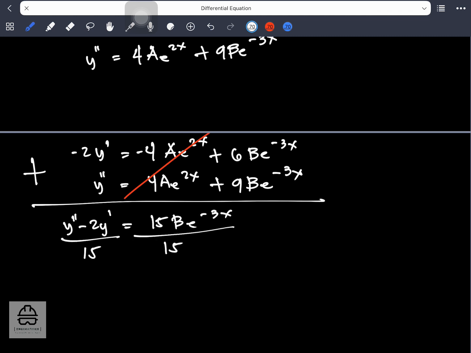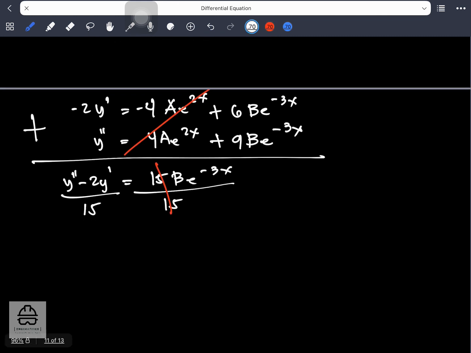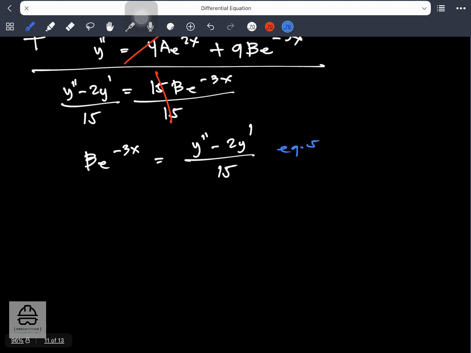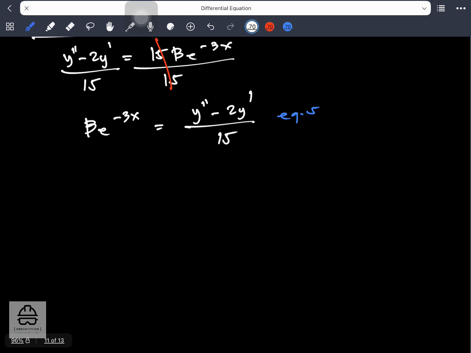Divide both sides by 15 to isolate the be raised to negative 3x. That would be b times e raised to negative 3x equals y prime prime minus 2y prime divided by 15. So, this is our equation number 5. What we will be doing next is substituting.